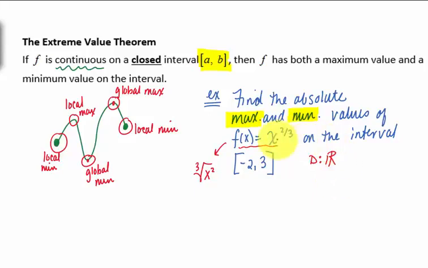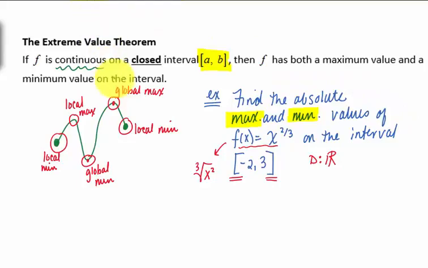So that's good. That means this is a continuous function on this interval, and this interval is closed. Therefore, the endpoints may serve as maximum and minimum values. So this fits the conditions for the extreme value theorem, which means this function must have both a maximum and minimum value on that closed interval. So now our job is to find it.